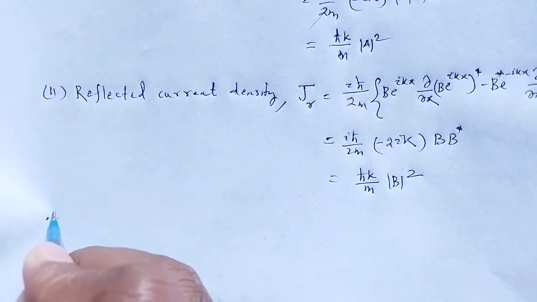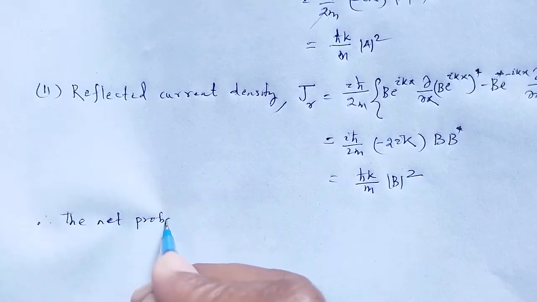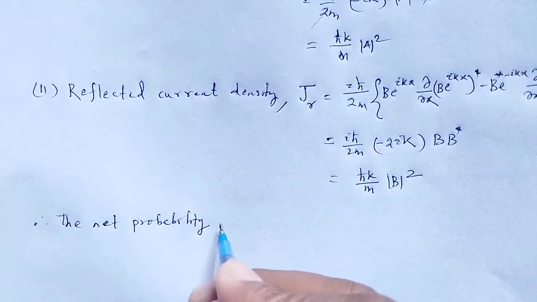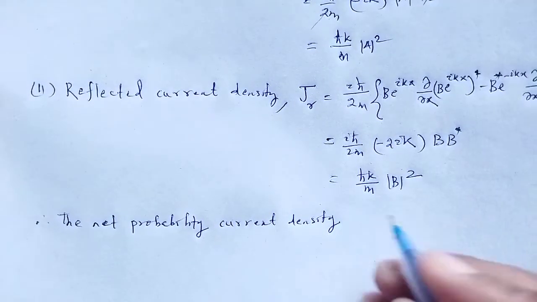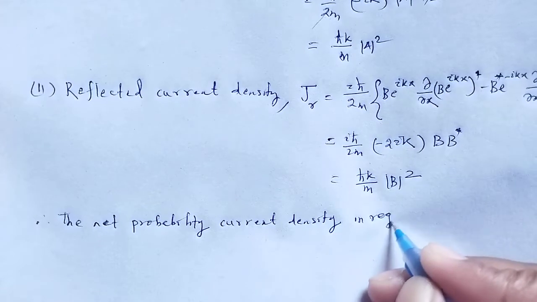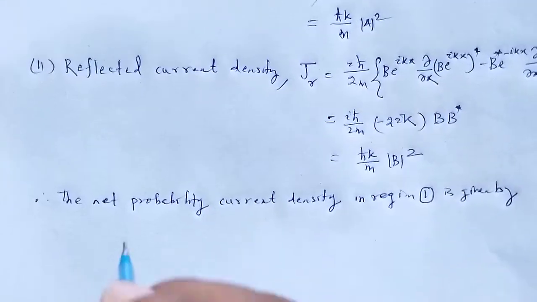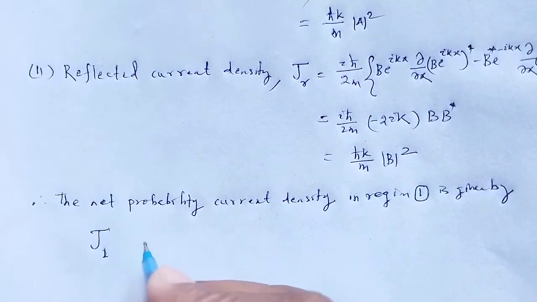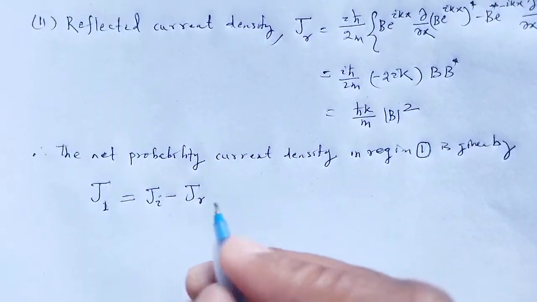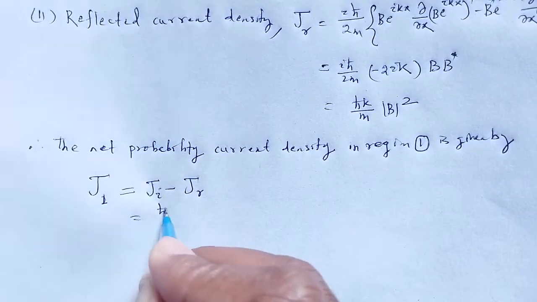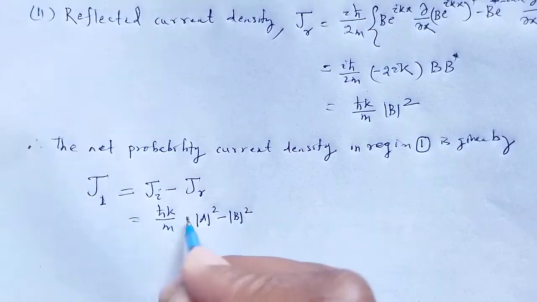Therefore, the net probability current density in region 1 is given by J1 net, that is J incident minus J reflected, means ħk by m, magnitude of A square minus magnitude of B square.